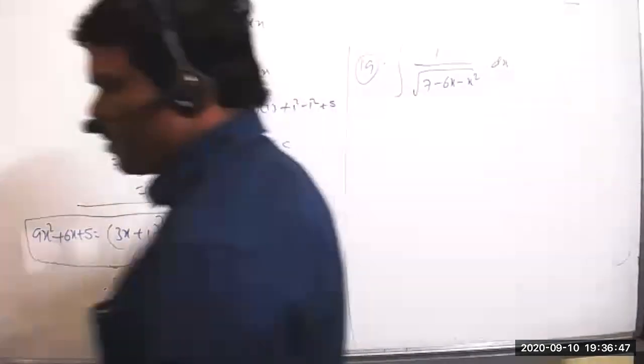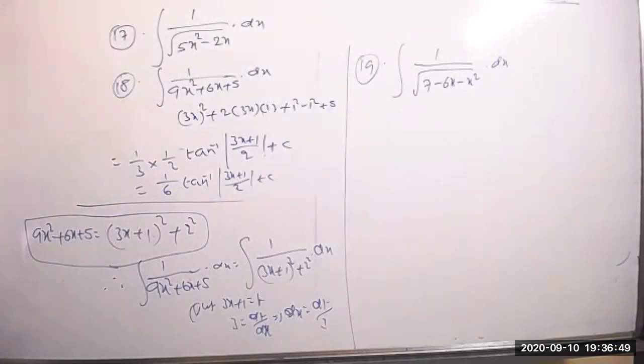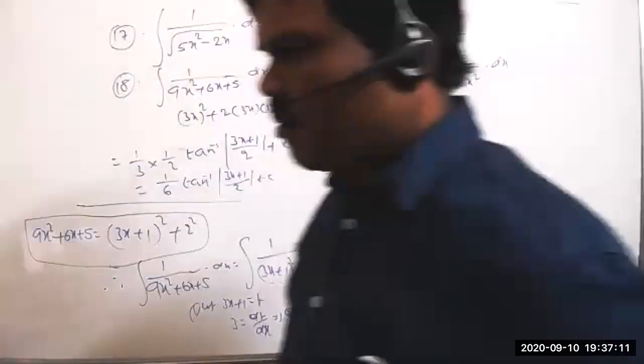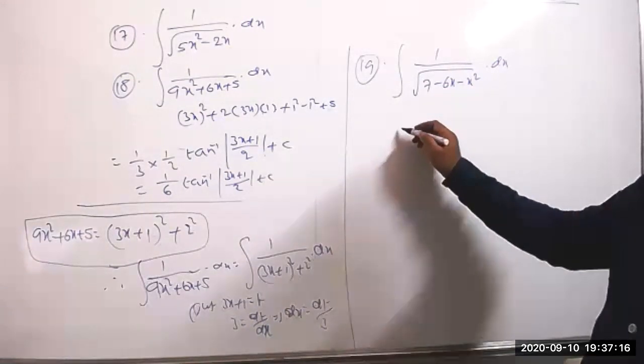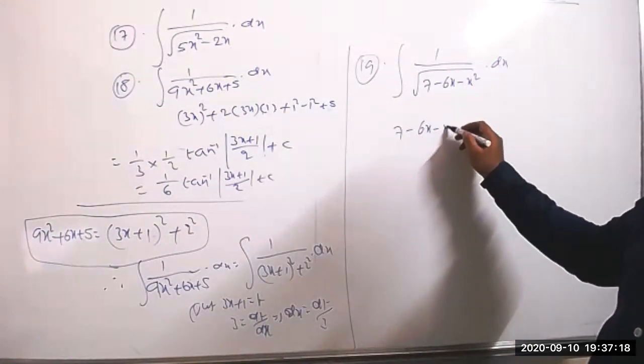Okay, then how to solve this? Very easy, simple question only. We can solve it in the same way, right? Yes, same way. But what we have to do is, just these two are the negative terms only, so take minus common. 7 minus, yes, that's all.